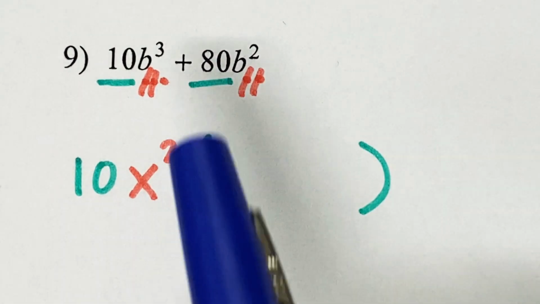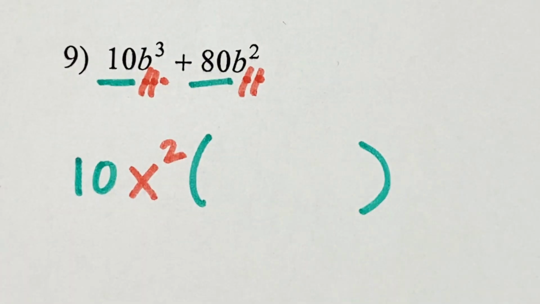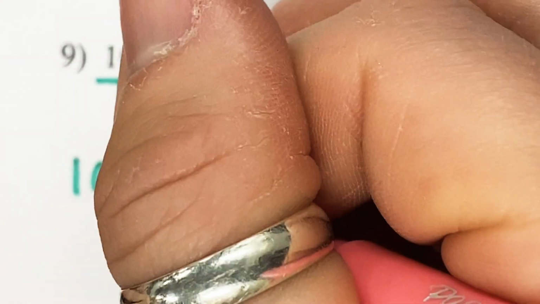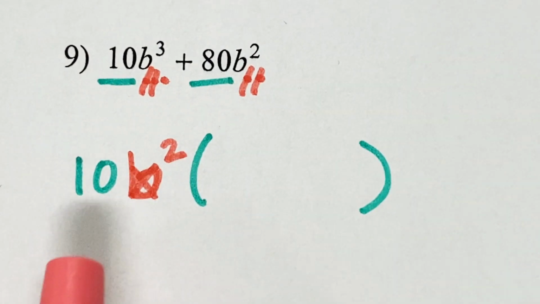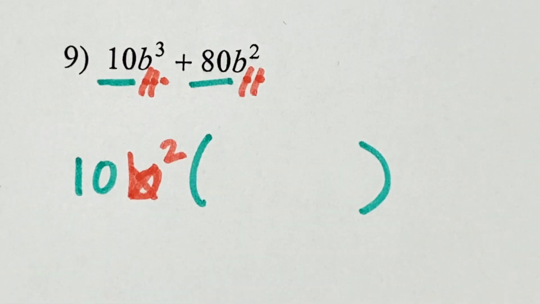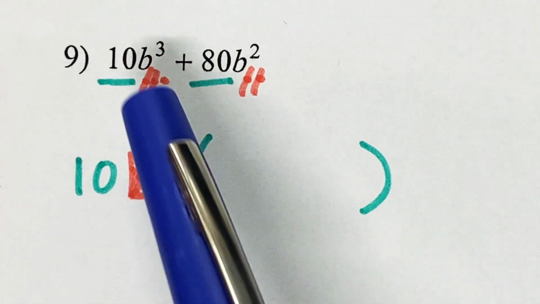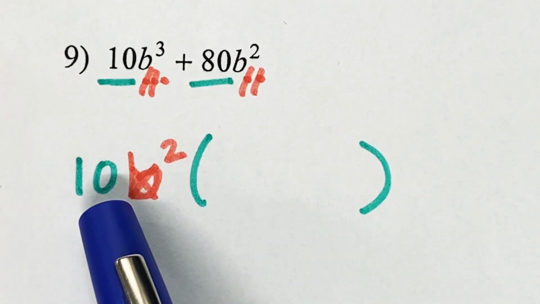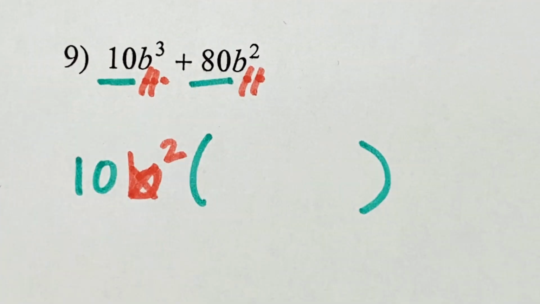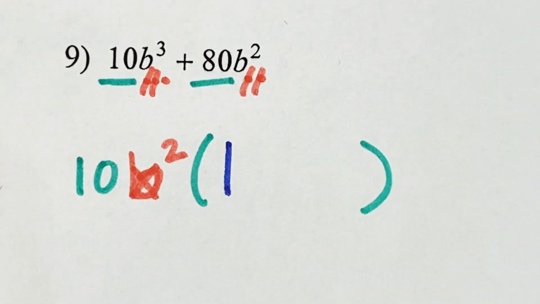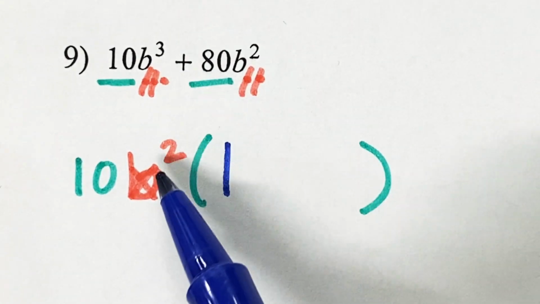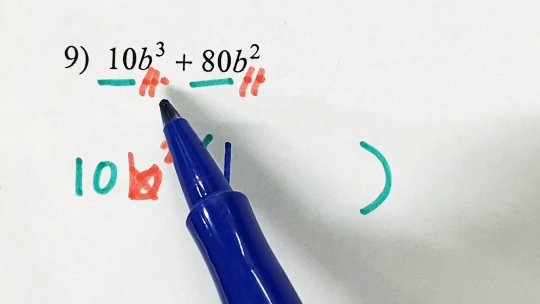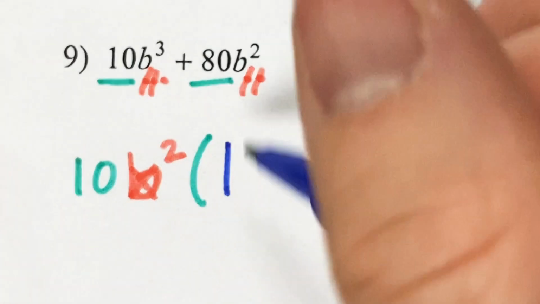Oh my gosh, why did I write x? It's a b. I always think x. But it doesn't really matter. A variable's a variable. So our GCF was 10b squared. Now let's divide it out. What is 10 divided by 10? It's going to give me 1. I had 3 b's. I took away or divided out 2. How many are left? 1b.